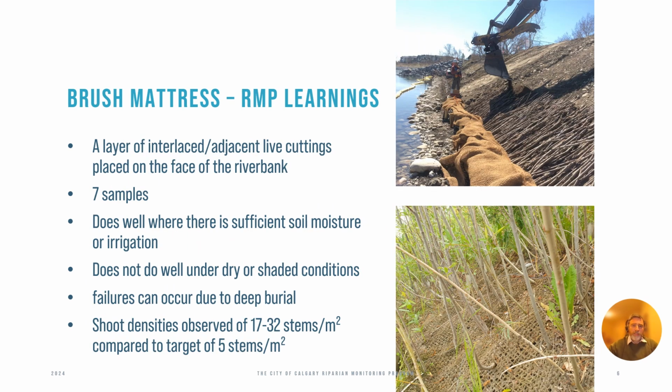This would improve species diversity beyond just willows or poplars. Brush mattress consists of interlaced live cuttings placed on the riverbank. We assessed 7 transects, finding they performed well with sufficient moisture or irrigation, but struggled in dry or shaded conditions. Failure occurred when cuttings were buried too deeply. Shoot densities range from 17 to 32 stems per square meter, greatly exceeding the target of 5 stems per square meter.